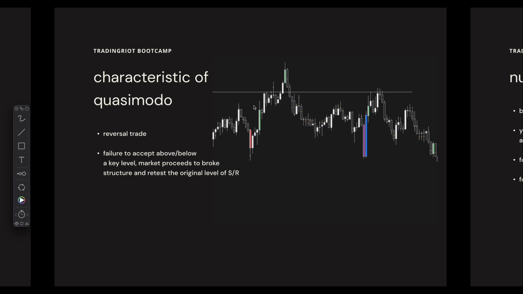For a QM you really want to see this break of the structure, because the market can fail below this low but essentially hold this level here and continue. So once the market structure here is broken, you want to be looking at the retest of this original level.